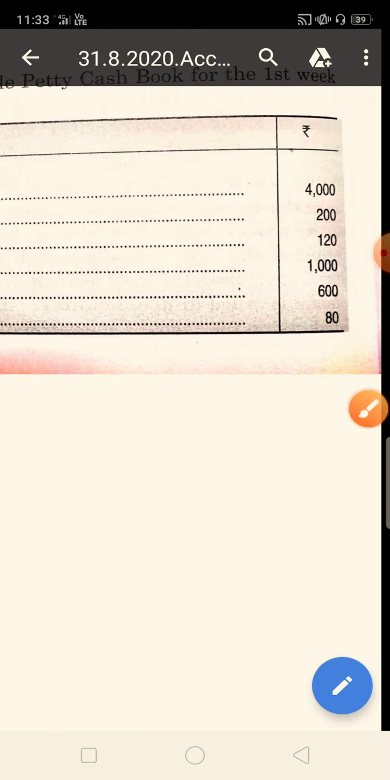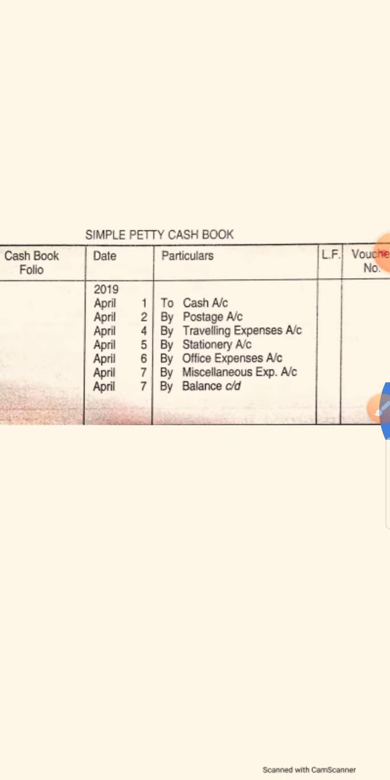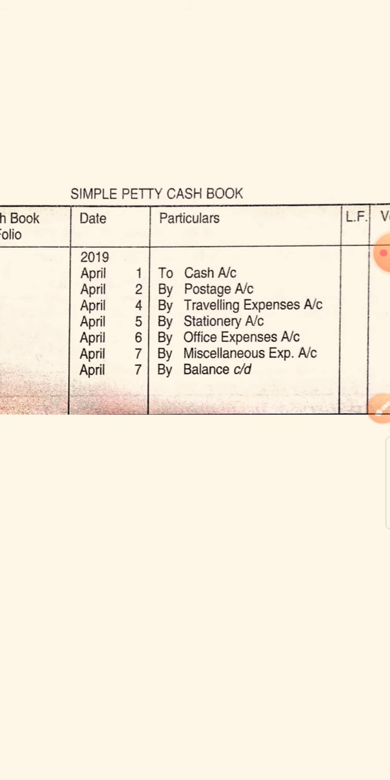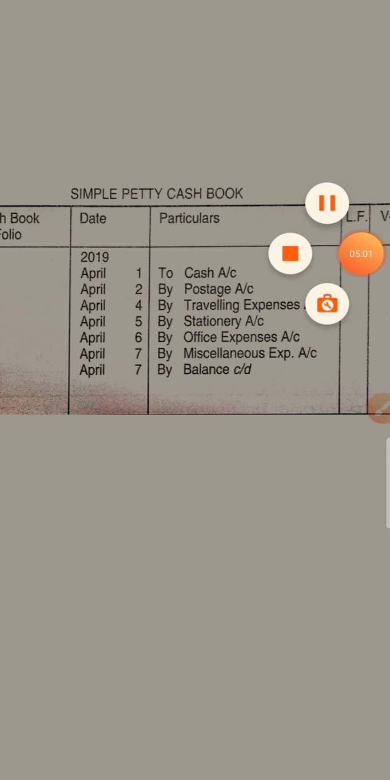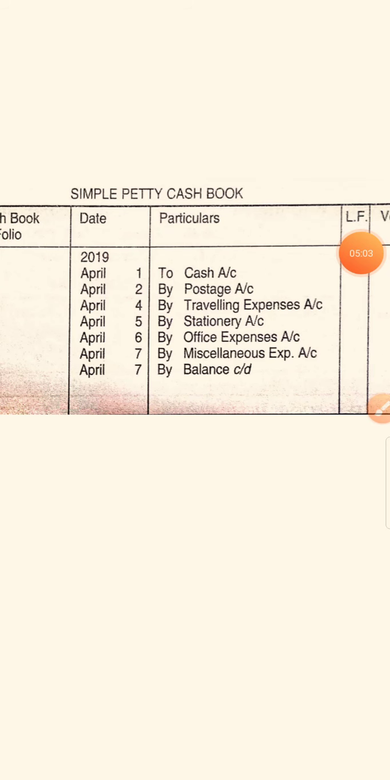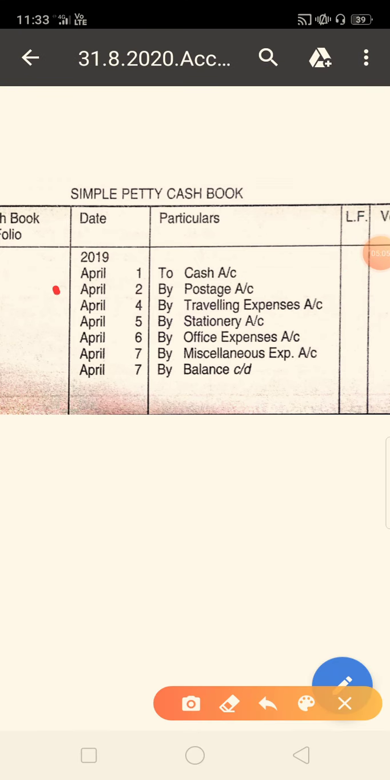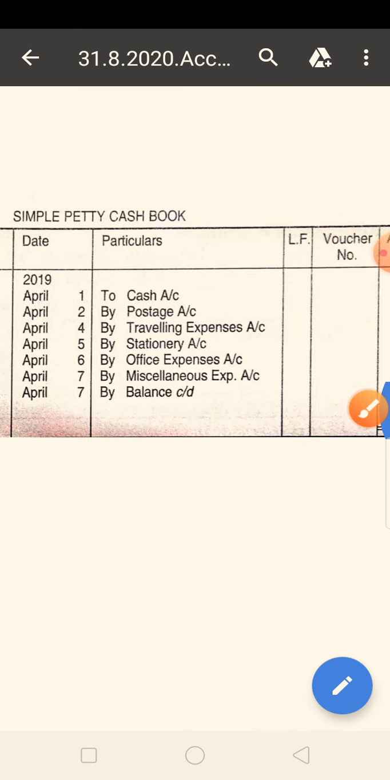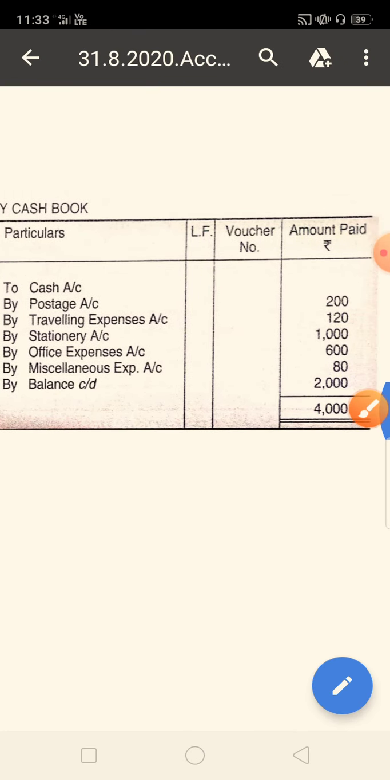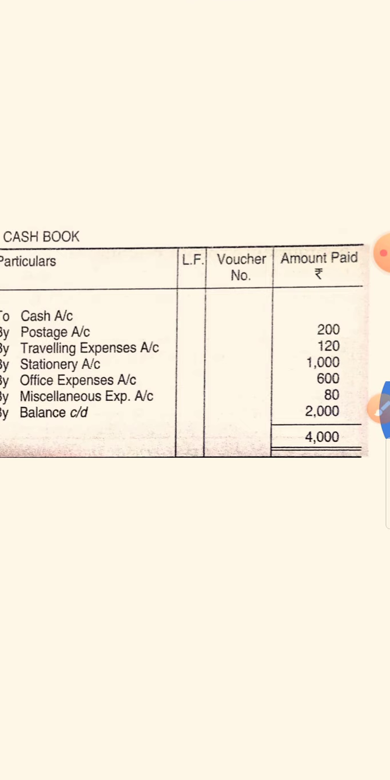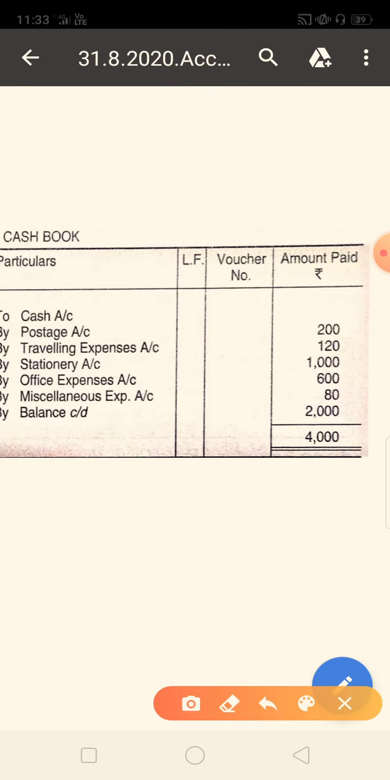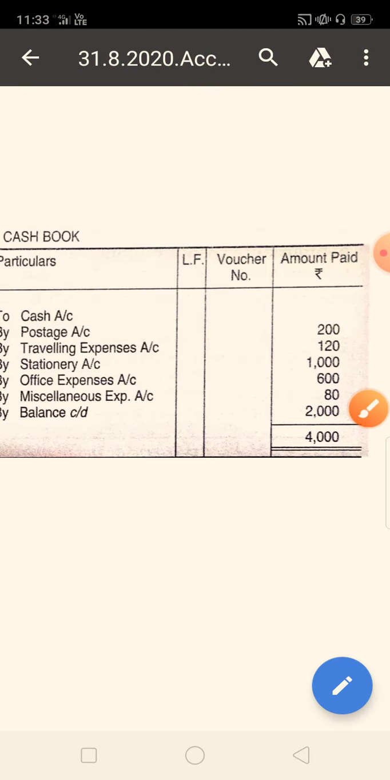200 रुपये के हमने स्टैम्प्स खरीदे हैं. My dear student, अब हमारे पास एक बार पैसा आ गया है पेटी कैश में, अब तो हमारे सिर्फ खर्चे करने हैं. तो यहाँ पर हम लिखते हैं, 2nd April by postage and amount is 200 rupees, my dear student. Like this, again we will come here, this amount is 200 rupees.